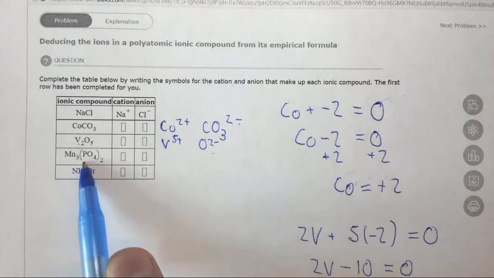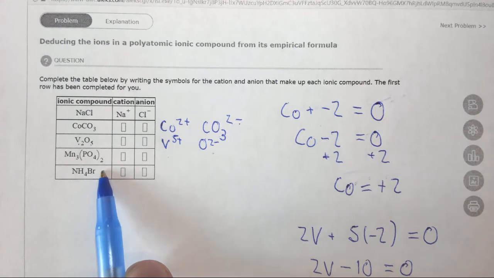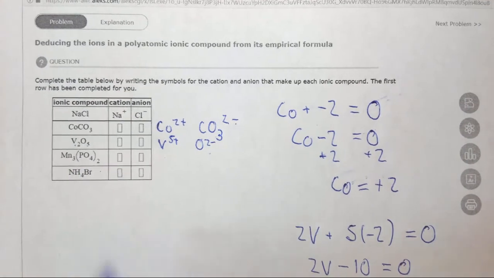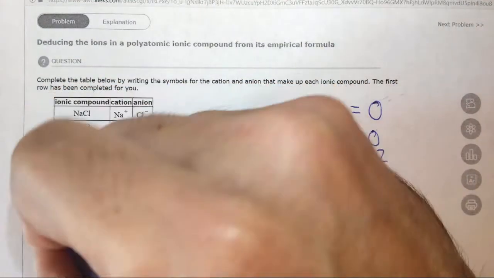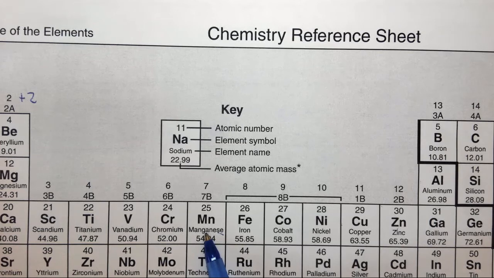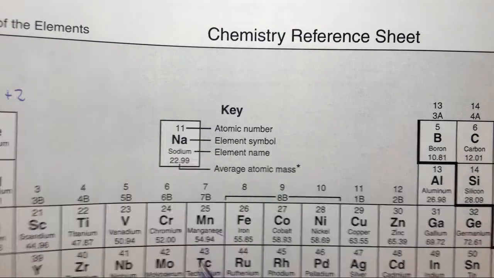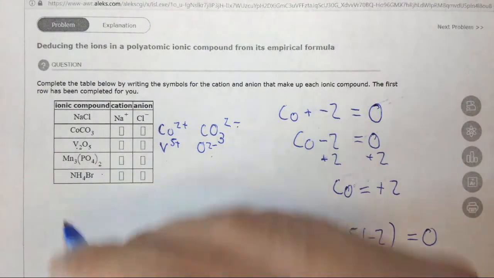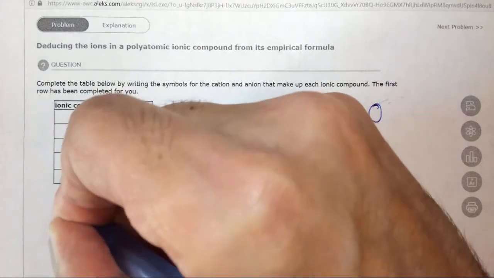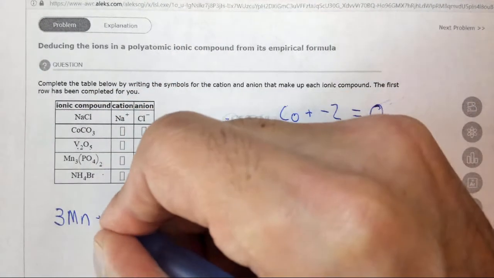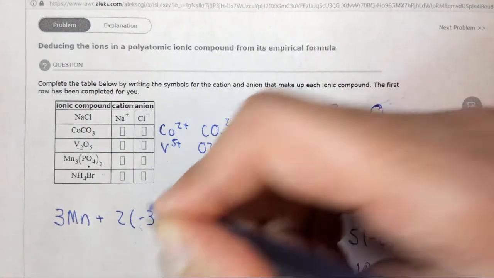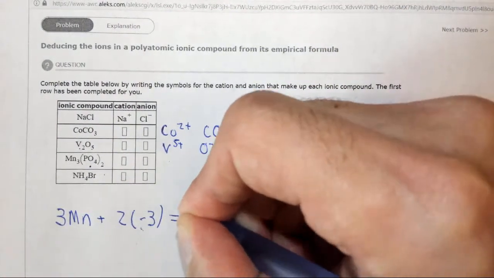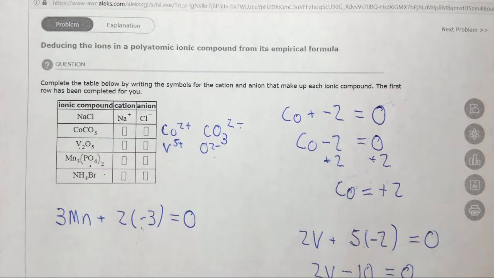Here we have Mn3(PO4)2. Phosphate is a common polyatomic ion with a 3- charge. Again, we don't know the charge on manganese, because manganese is a transition element capable of forming multiple charges. Since there are 3 of them, 3Mn plus 2 times -3, because each phosphate is -3 charge, equals 0, because the overall species is neutral.